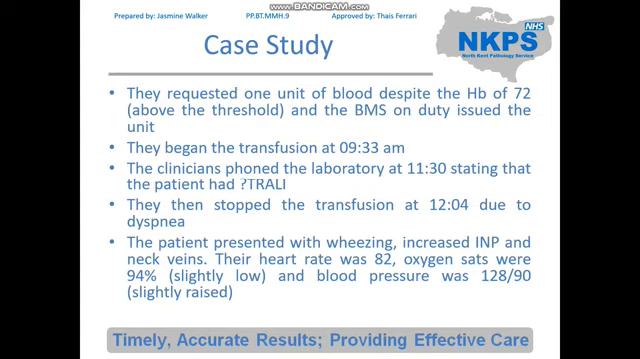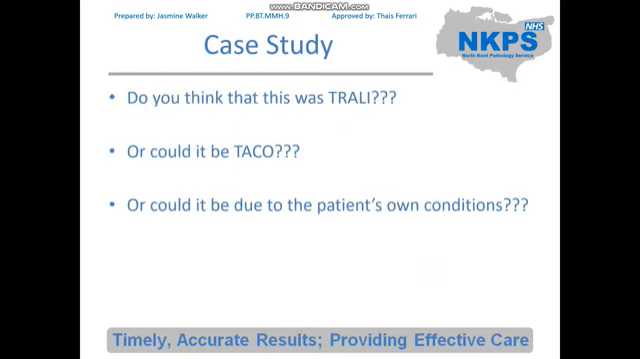The patient presented with wheezing, increased JVP and neck veins. Their heart rate was 82, oxygen stats were now 94, which is below the normal limit, only just, and the blood pressure was 128/90, which again was slightly raised. Based on that, do you think that this is TRALI as they're suggesting, or could it be TACO, or could it just be down to the patient's own conditions?